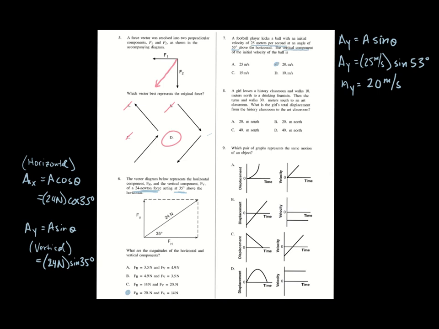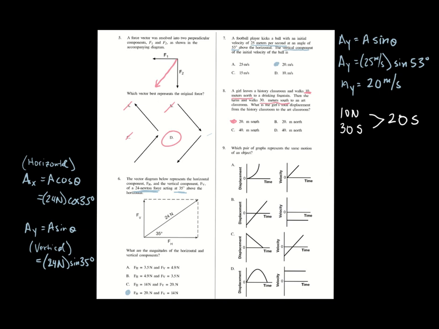Alright, number 8. A girl leaves a history classroom and walks 10 meters north to a drinking fountain. Then she turns and walks 30 meters south to an art classroom. What is the girl's total displacement from the history classroom to the art classroom? 10 meters north and 30 meters south. These two are opposite directions, so you take the difference, and that is 20 meters going south. And that is choice A.